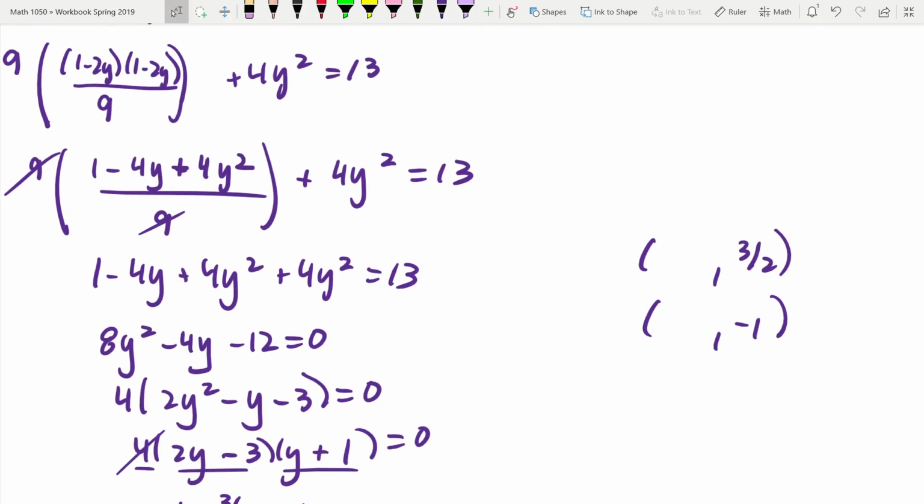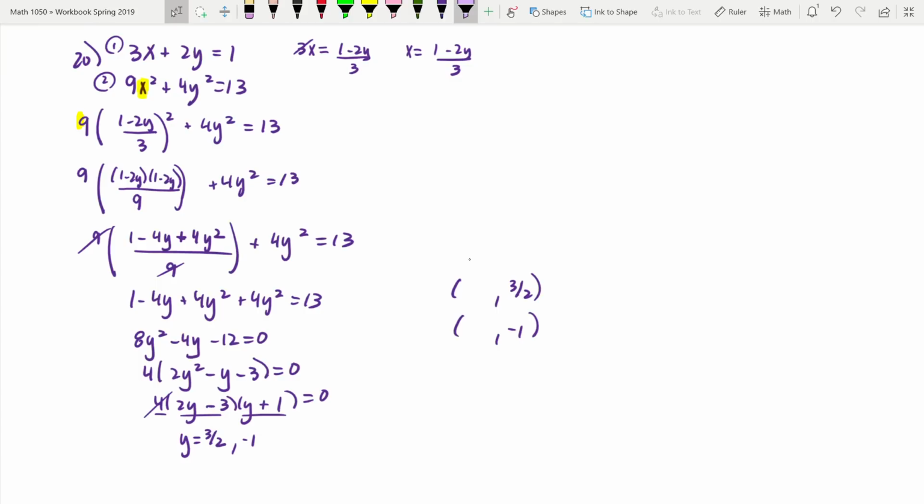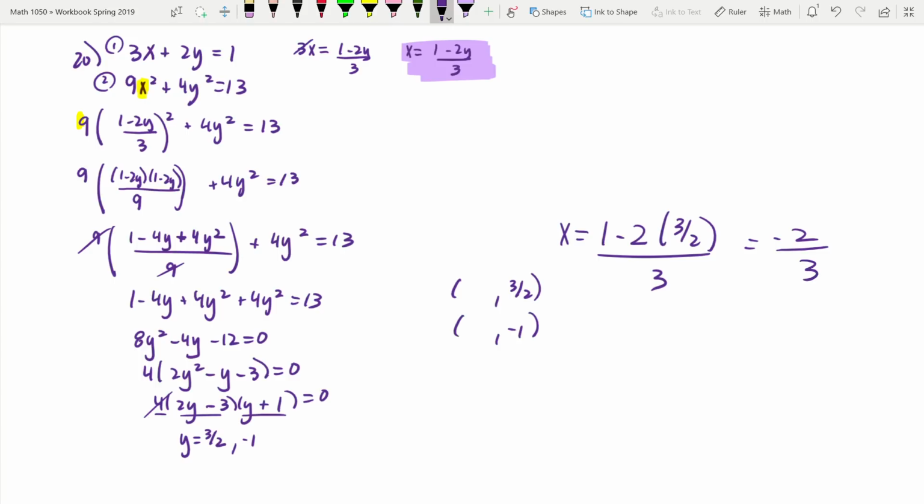Now, I solved this using substitution, and remember when you solve using substitution, it's way easier to find the second number. So I'm going to put a 3/2 in for y. So I have x equals (1 minus 2 times 3/2) divided by 3. Okay? If you want to do the top on your calculator, you totally can. So look, if you just go 1 minus 2 parenthesis, 3 divide 2, close it, enter, I get a negative 2. So that's a negative 2 over 3, and that goes right there.